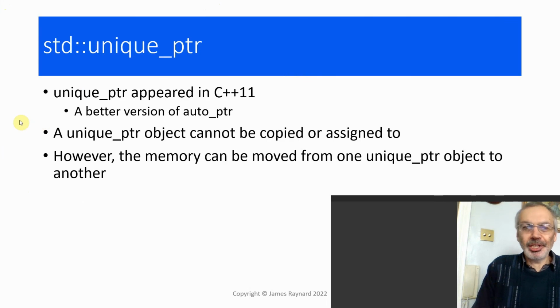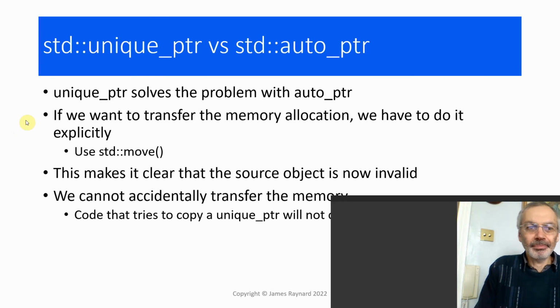C++11 has a unique pointer which is a fixed version of AutoPointer if you like. It does everything that AutoPointer should have done. The reason why it couldn't be done earlier is because move semantics only came in C++11. So with a unique pointer it cannot be copied or assigned to, but the memory can be transferred from one unique pointer object to another one. So this solves the problem with AutoPointer.